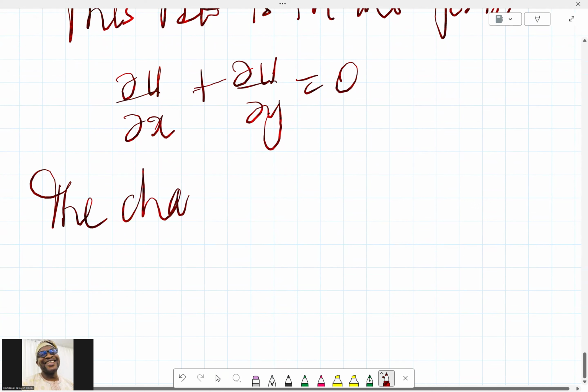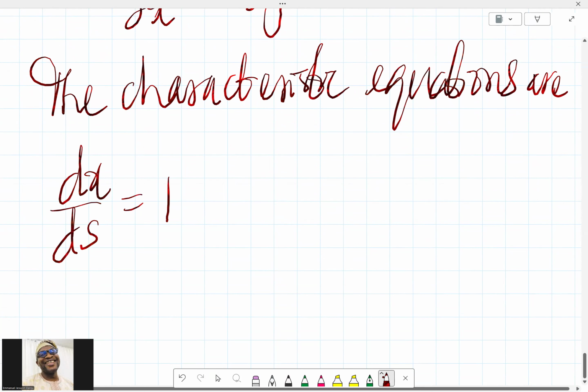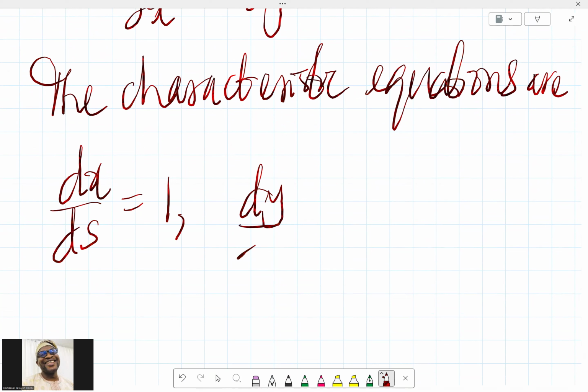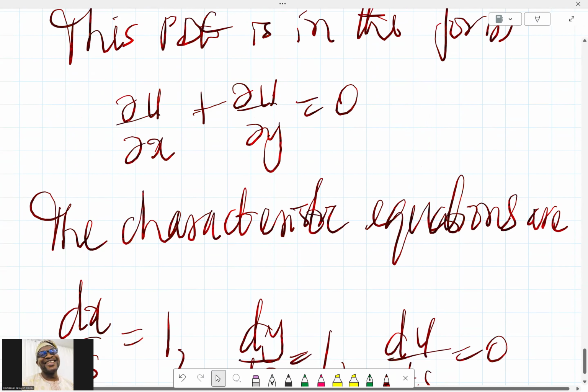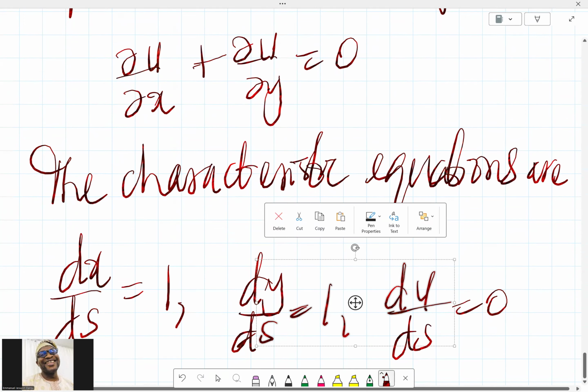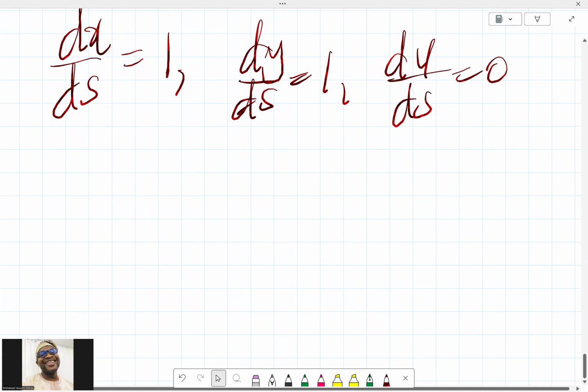So the characteristic equations are dx/ds equals 1, of course we can choose what we want, then dy/ds equals 1, and du/ds is equal to 0. So that's step 1. We have broken this down: x of s equals 1, y of s equals 1, and u of s equals 0. So we are seeing both the dependent and independent variables as functions of a particular parameter s. Now we go for step 2.